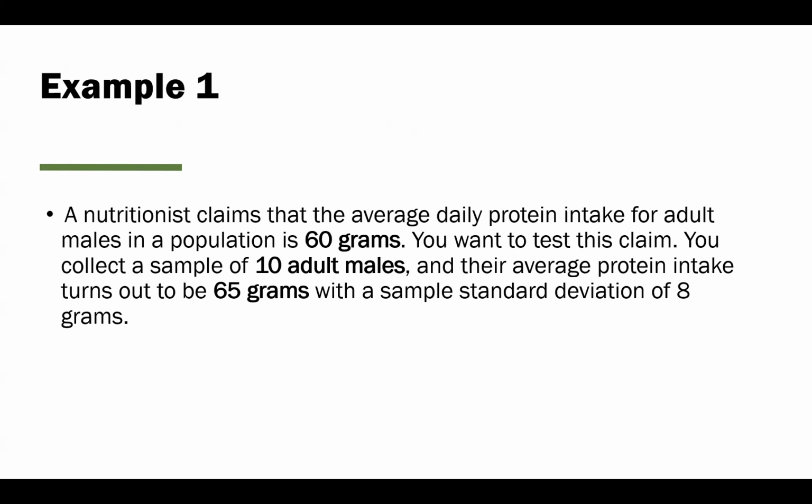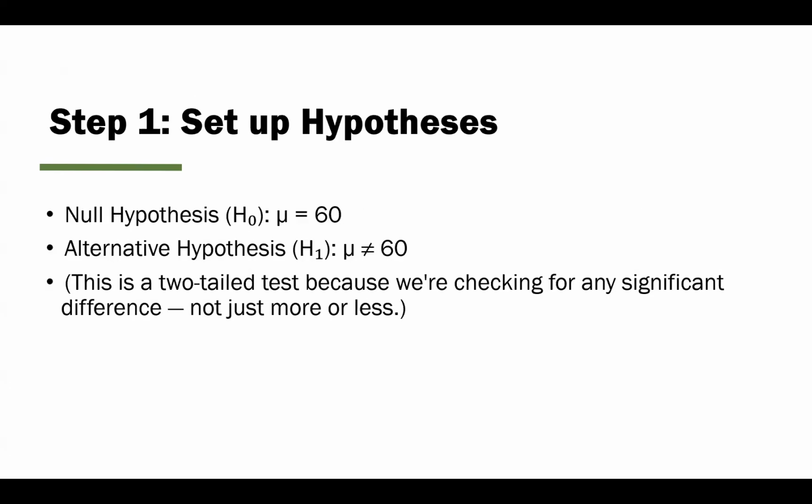So we have four values here: the population mean, which is assumed to be 60 grams, our sample mean of protein intake, which is 65 grams, the sample number n, which is 10, and the standard deviation of the sample, which is 8. Please keep these numbers in mind. We will first set up the hypothesis. The null hypothesis will be mu is equal to 60, and the alternate or H1 hypothesis will be mu is not equal to 60.